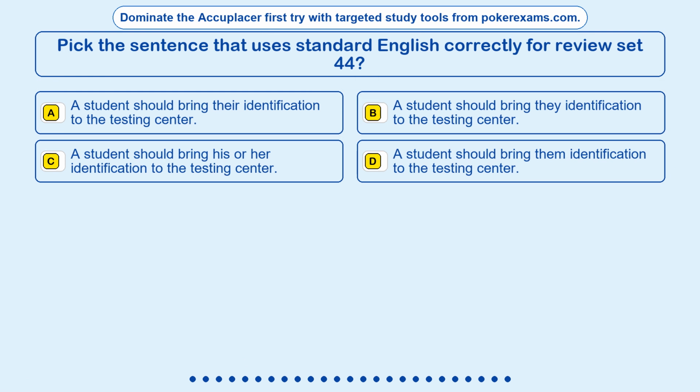Question 20. Pick the sentence that uses Standard English correctly for review set 44. Option A. A student should bring their identification to the testing center. Option B. A student should bring the identification to the testing center. Option C. A student should bring his or her identification to the testing center. Option D. A student should bring them identification to the testing center.